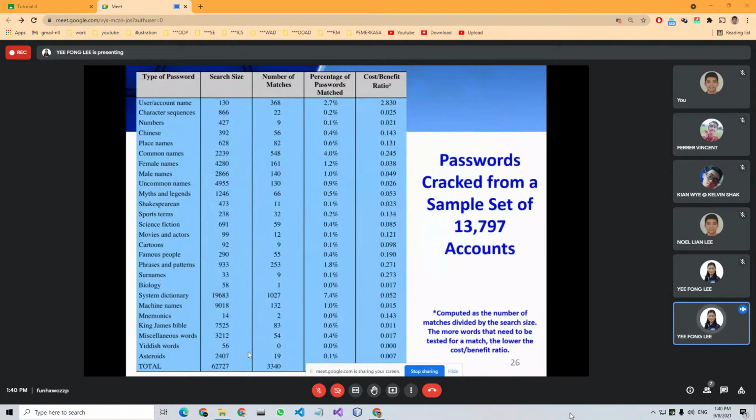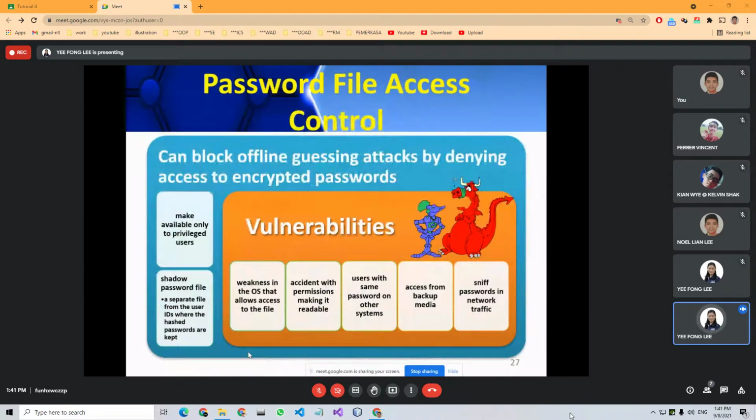This is a sample. Nearly one-fourth of the passwords were guessed using the following strategies. First, based on the user's name or account name. What else? Numbers, place names, common names, female names. They try all these strategies. So if yours can be found here, please change it. Next, password file access control.